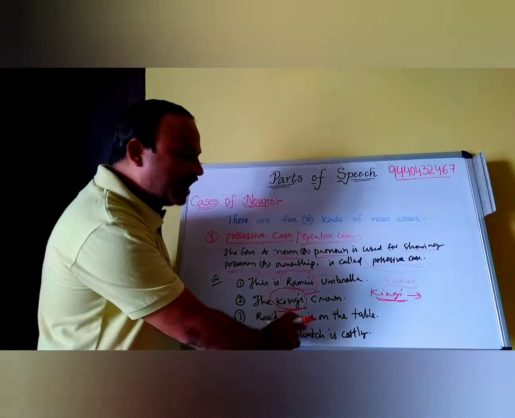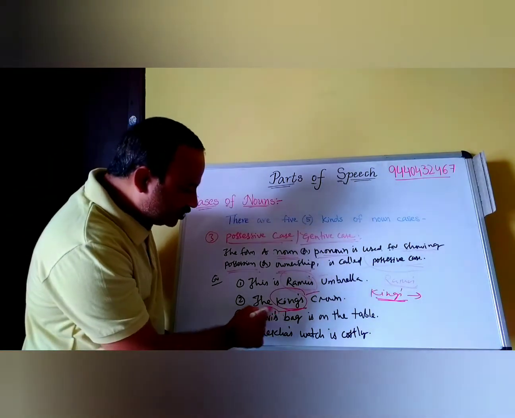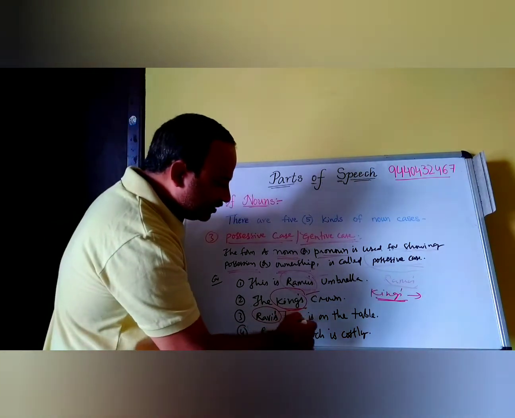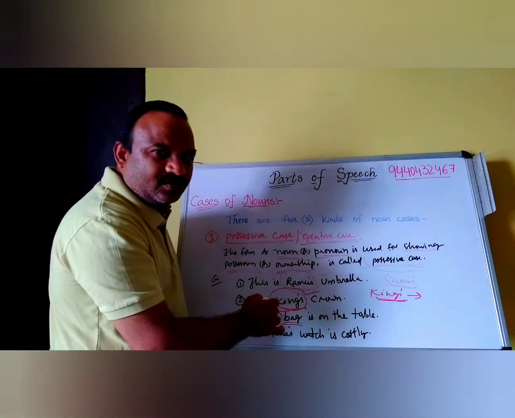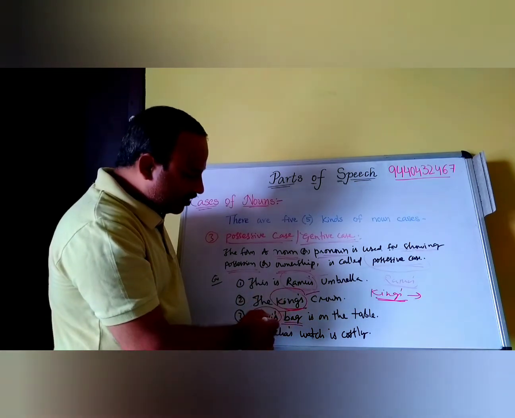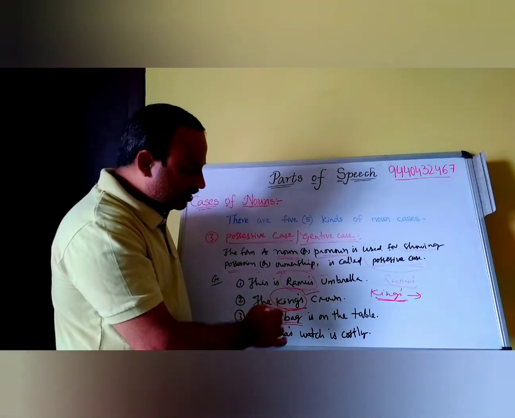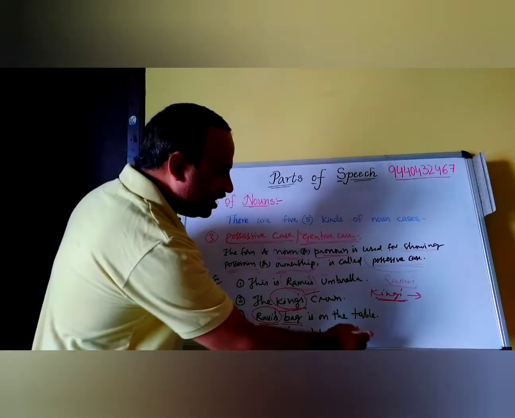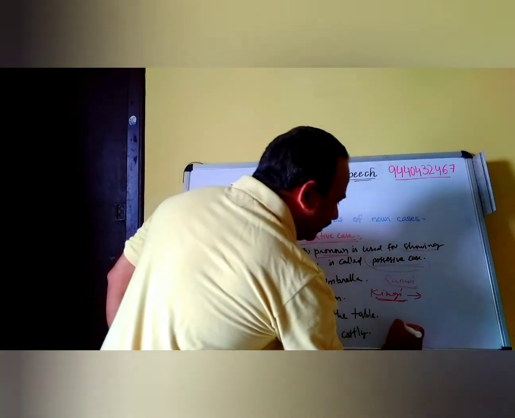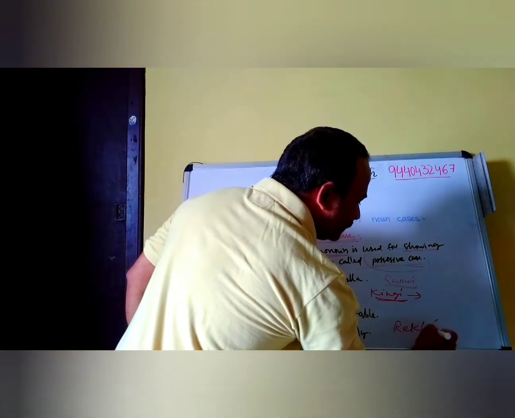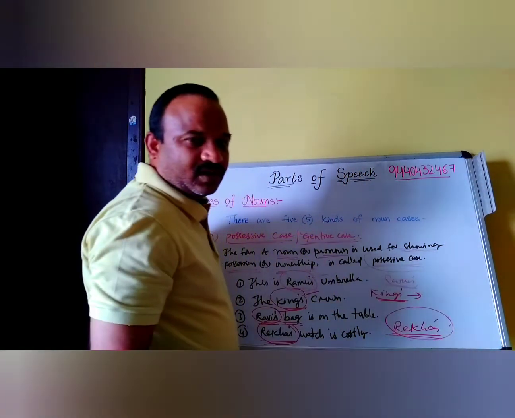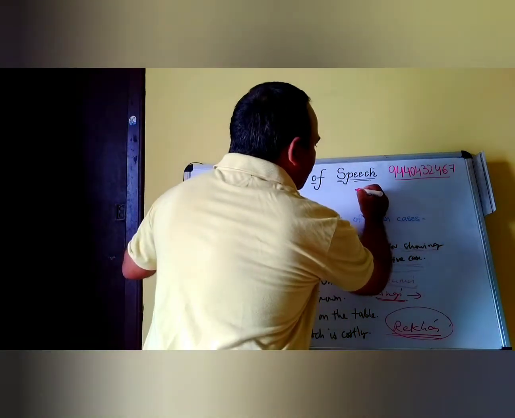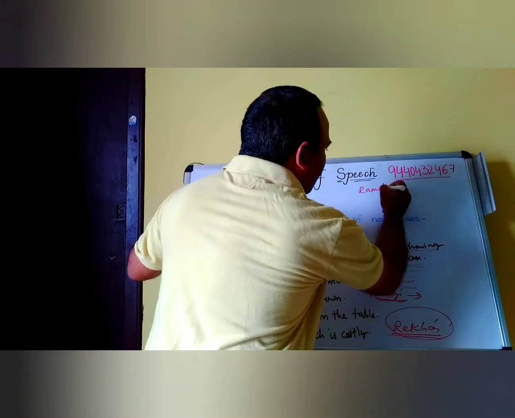Same as, Ravi's bag is on the table. Whose bag is on the table? Ravi's bag. This is addressing ownership, so here the owner is Ravi. And here, Raka's watch is costly. Raka is the owner, so Raka's is in possessive case.